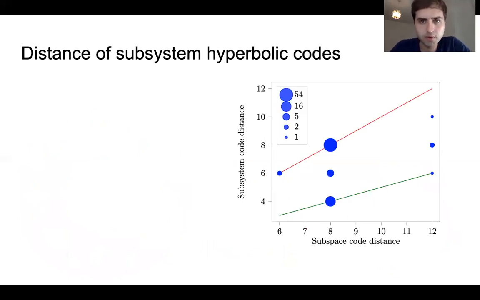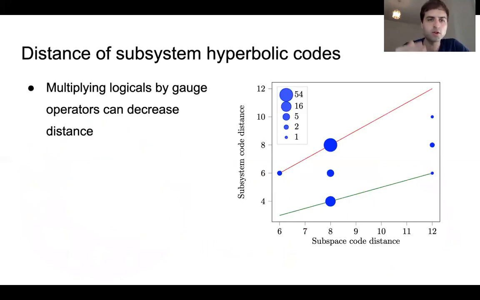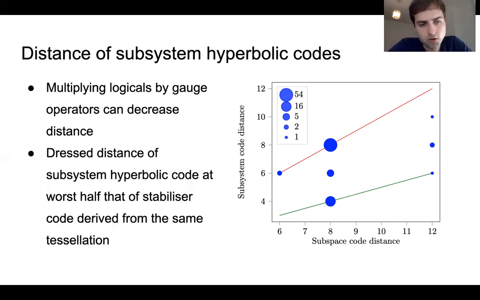Now, one thing you've got to be careful of with subsystem codes is that you can multiply the logical operators by the gauge operators, which can decrease the distance. And so the actual distance of the code, once you take into account the gauge operators, is called the dressed distance. But what we show is that the dressed distance of the subsystem hyperbolic codes is at worst half that of the stabilizer code derived from the same tessellation. And it can be the same. And that's shown on the right here.